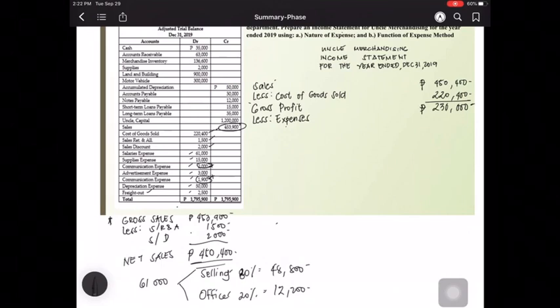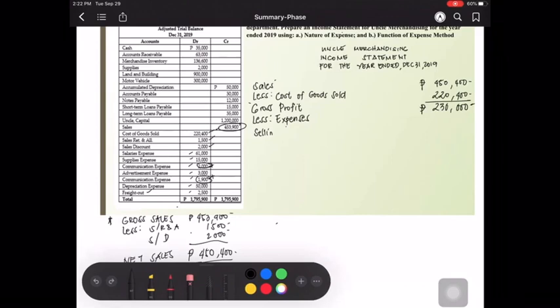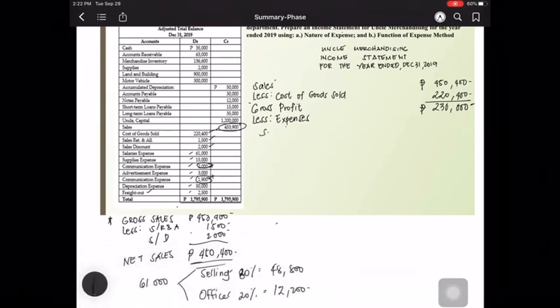Okay, so let's put them here. You have selling expenses. We have to indent that. Your selling expenses are, what are the selling expenses that we have identified? First, your salaries expense.